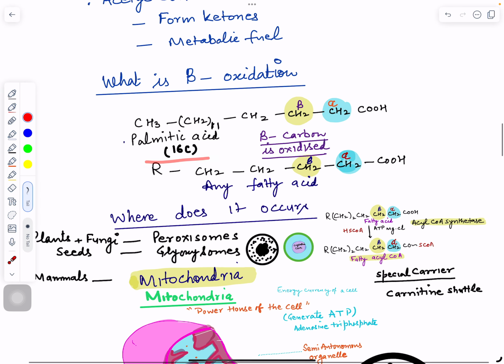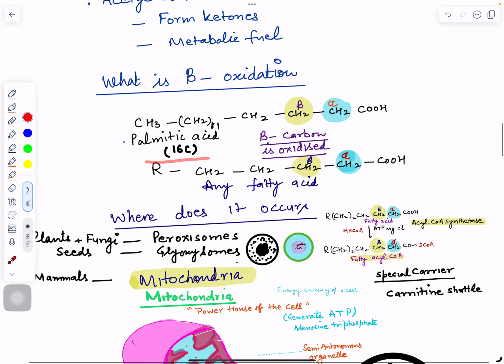Now where does it occur? Fatty acid oxidation occurs in cell organelles like peroxisomes in plants and fungi, and in seeds it is in glyoxysomes. We can see here this is the peroxisome, a membrane bounded cell organelle, this is the crystalline core, and this is the glyoxysome. Again this is a membrane bounded cell organelle. So in seeds it is in glyoxysomes, in plants and fungi it is in peroxisomes, but in mammals and animals mostly it is in the mitochondria.